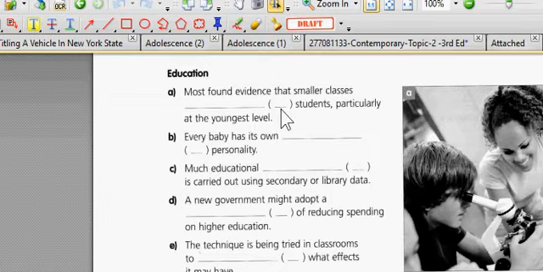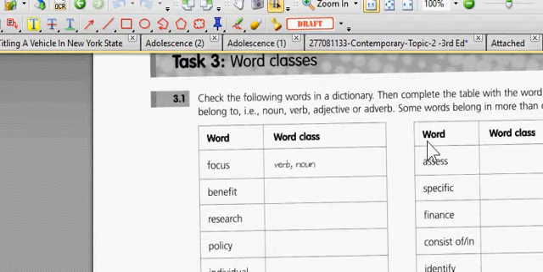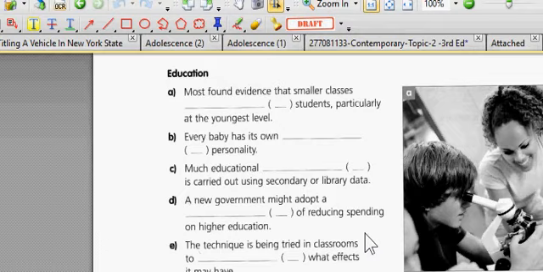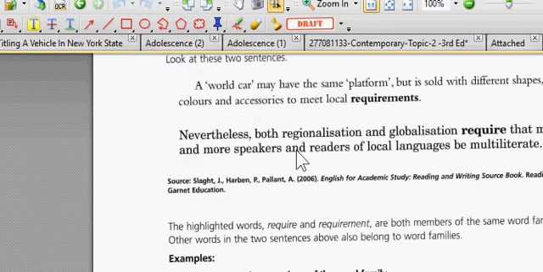First, we identify the part of speech. So in letter A here, according to the grammar of the sentence, I know that I need a verb. Now I go back and I have to find which verb fits according to the meaning. And in this one, I believe the best answer, smaller classes benefit students, help students, particularly at the youngest level. That meaning makes the most sense. So I like this a lot, how grammar knowledge and vocabulary knowledge about meaning come together.